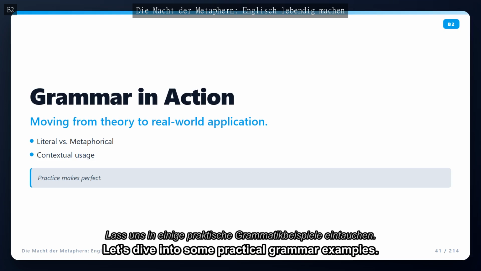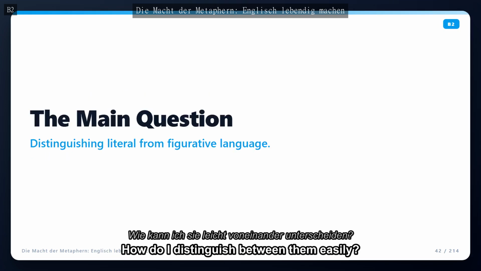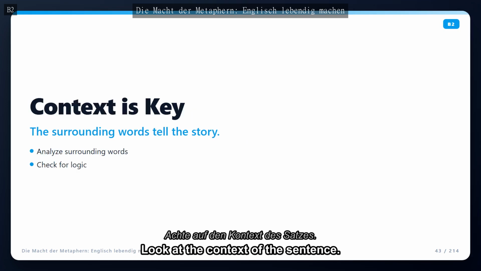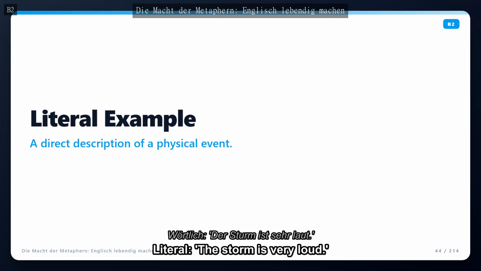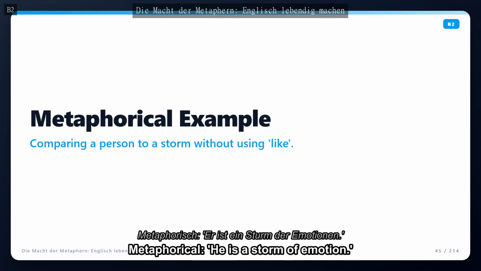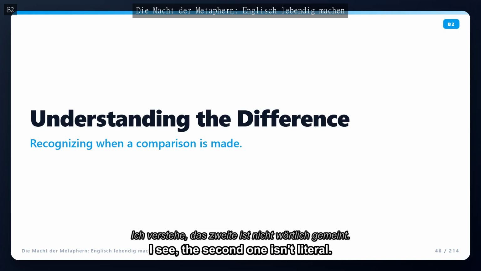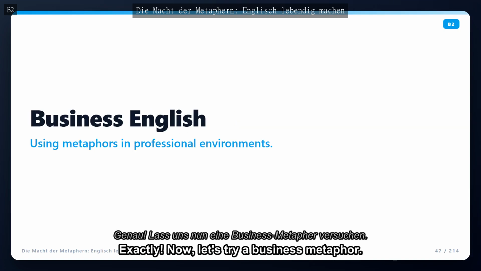Let's dive into some practical grammar examples. How do I distinguish between them easily? Look at the context of the sentence. Literal, the storm is very loud. Metaphorical, he is a storm of emotion. I see, the second one isn't literal. Exactly. Now, let's try a business metaphor.